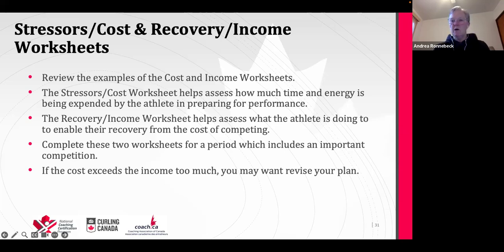So the stressors and cost worksheet includes things like how many practices, how many games per week, what are the other stressors in the athlete's life. So Tim, you gave an example of university or work. You know, not every student can afford to pay for university without having a part-time job somewhere along the line. So those are all examples of stressors and costs. What is the cost? And there's a formula there that will help you calculate it.